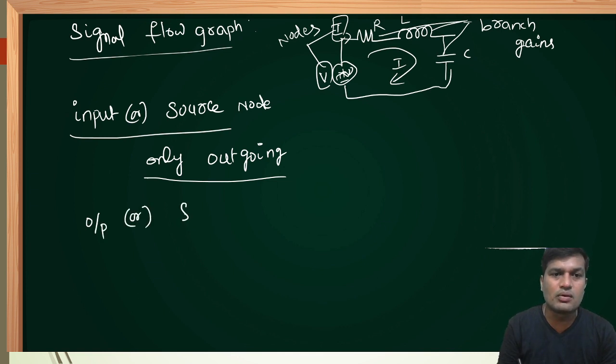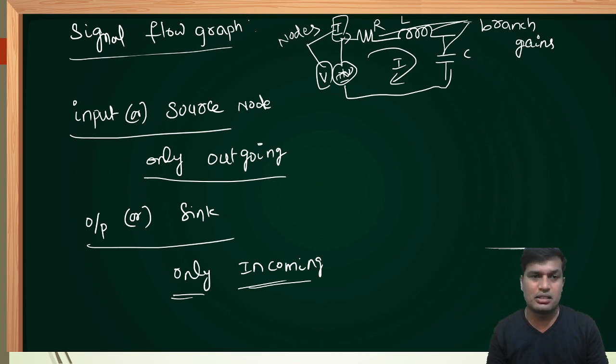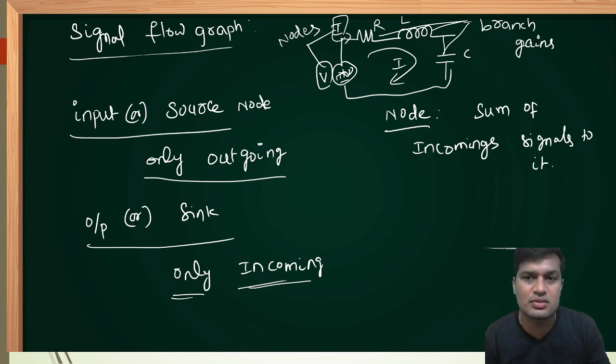Output node or sink node: a node which has only incoming branches is called an output node or sink node. At this node there are no outgoing branches, all branches are incoming. And basically, what is meant by node? Node is nothing but the sum of incoming signals to it. Or we can say a node is a variable. Simply, it is the sum of all incoming signals to it.